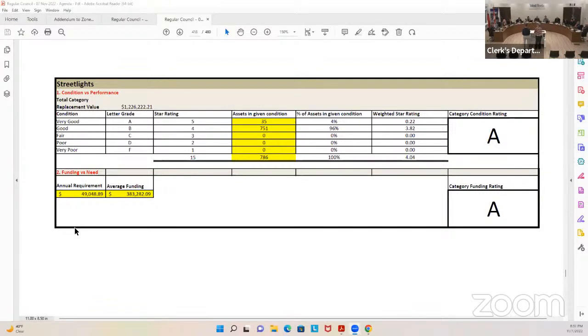And then for funding, it's getting an A as well because we have 383,000 in reserves. It makes up a third of the replacement value, which for all the streetlights is 1.2 million. And we have roughly a third of it set aside in reserve. So it's showing that that is good. It did show that we do need to put away 49,000 each year into the reserve to continue that same projection. So at the end of its useful life, we'll have the funds to replace all the streetlights.